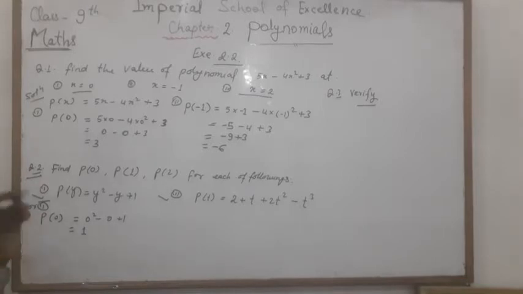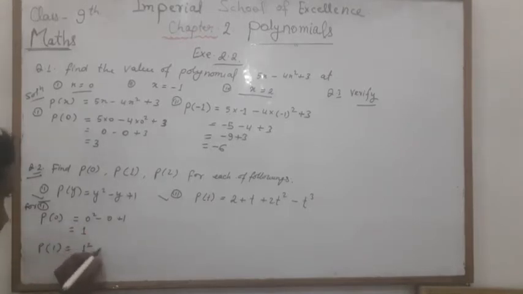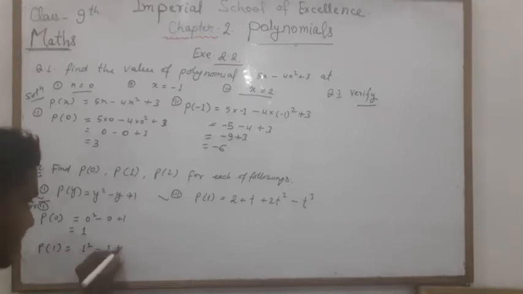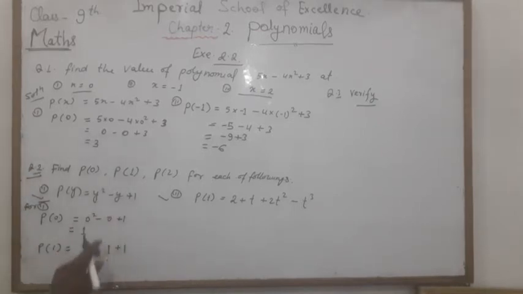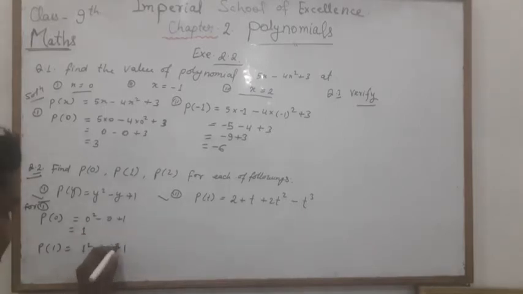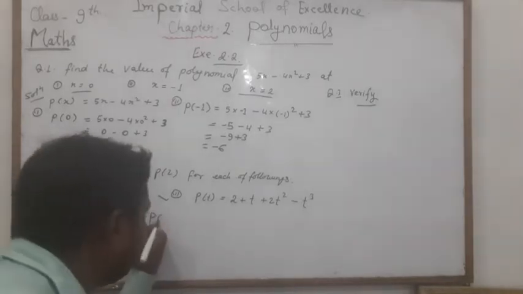Okay, see p(1). If we talk about p(1), what will happen? See, there, 1 to the square minus 1 and plus 1. In place of this y, what have we put? 1 and minus 1. Okay, so this minus 1 plus 1 cancel, and if we square 1, we get 1 only.